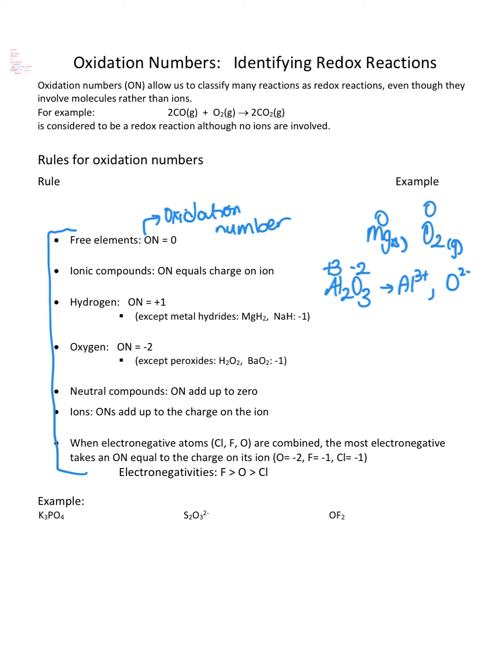Hydrogen, whenever you see hydrogen, its oxidation number is +1, except in metal hydrides, that's its only exception.